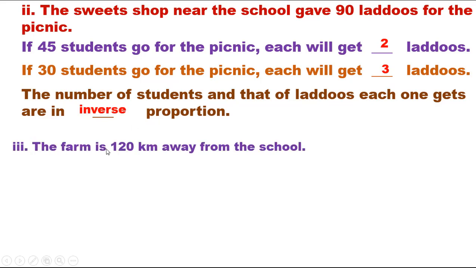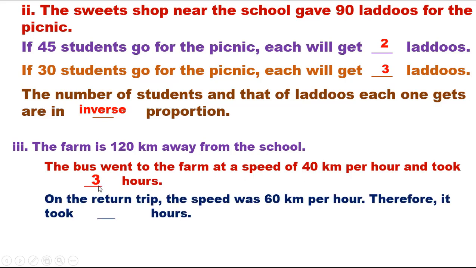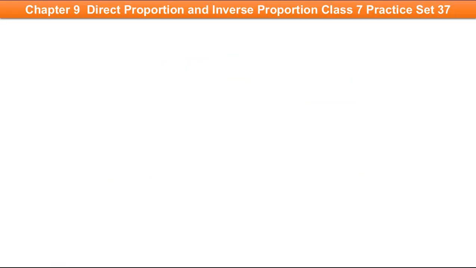The farm is 120 km away from the school. The bus went to the farm at a speed of 40 km per hour and took dash hours. 120 divided by 40 is equal to 3 hours. On the return trip, the speed was 60 km per hour. Therefore, it took 120 divided by 60, which is equal to 2 hours. The speed of the bus and the time it takes are in inverse proportion.